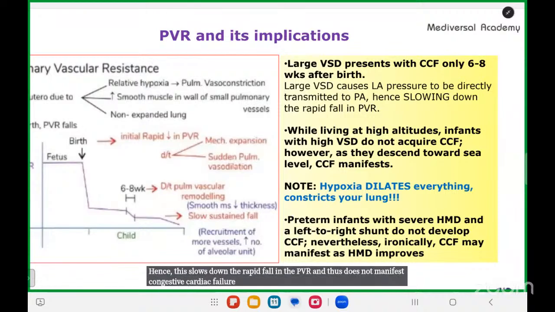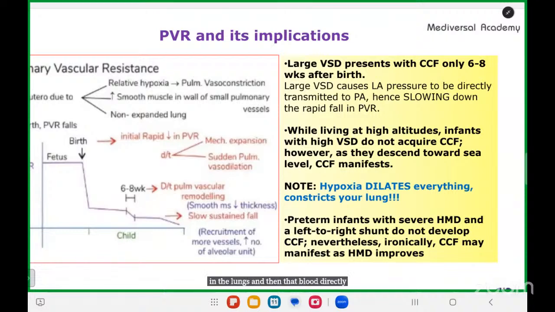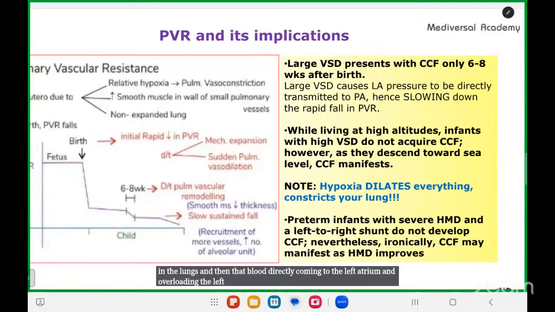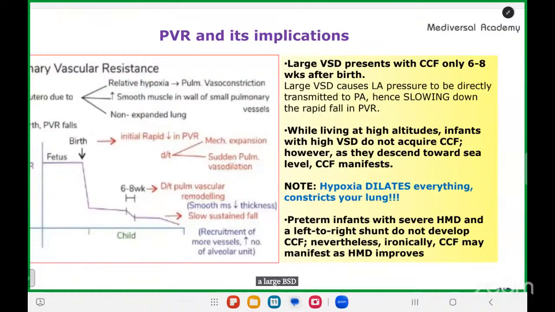What would lead to a congestive cardiac failure is too much pooling of blood in the lungs, and then that blood directly coming to the left atrium and overloading the left ventricle. That is what would lead to a congestive cardiac failure. A large VSD always minimizes this pressure transmission.